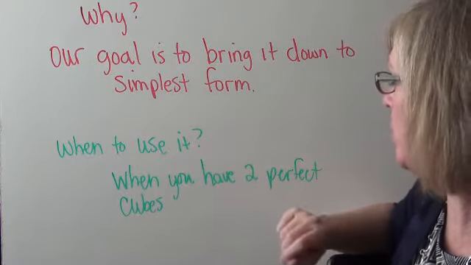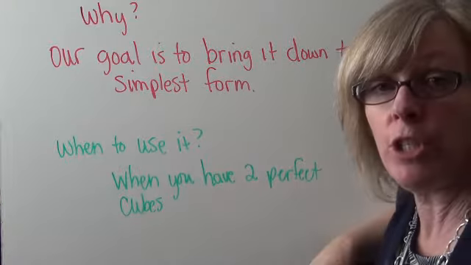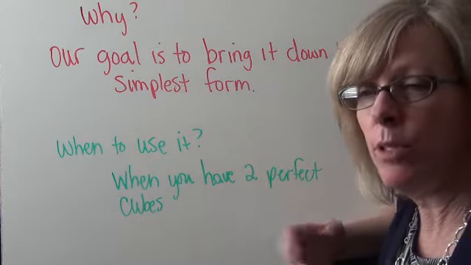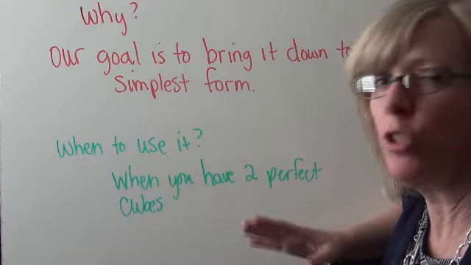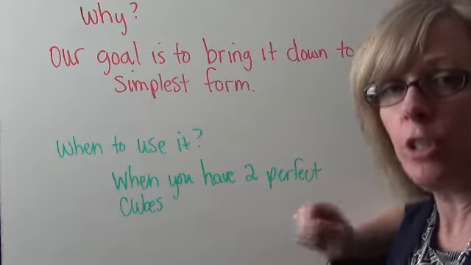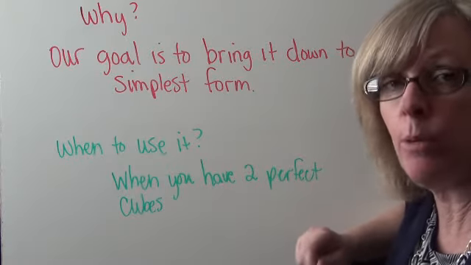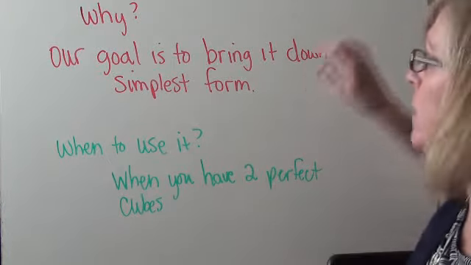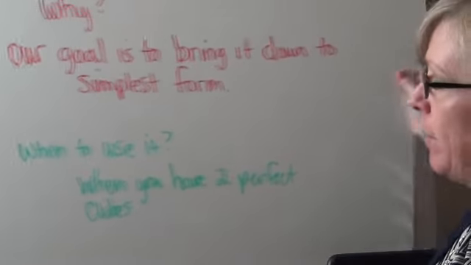When are we going to use it? We're going to use it when we have two perfect cubes. So you'll look at a number and you'll think, is that a perfect cube? I have no middle terms, I have nothing else. You could check it on your calculator and see, is it a perfect cube, by taking the cube root. Okay? Let's look at an example of what that is like.